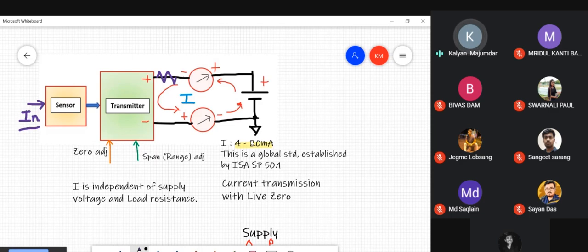So that summarizes the features of the transmitter. And why 4? Why does it start from 4? Why doesn't it start from 20? Two very important reasons. One is very obvious.